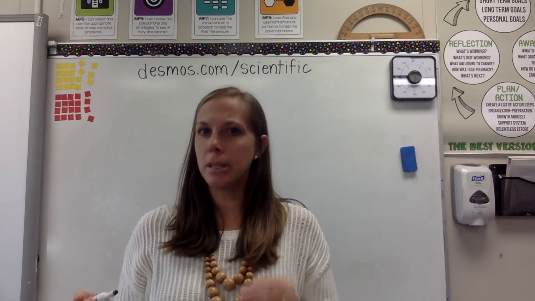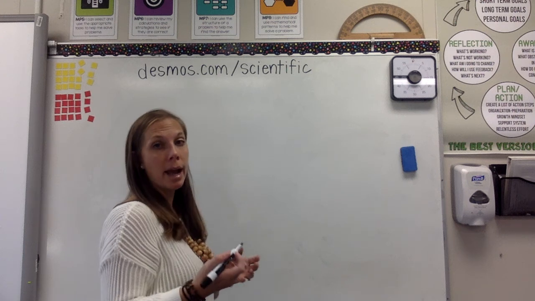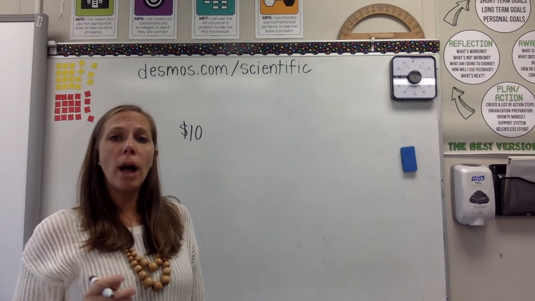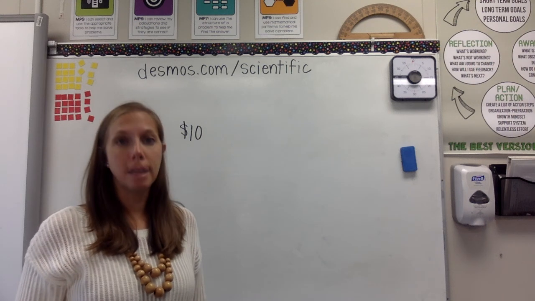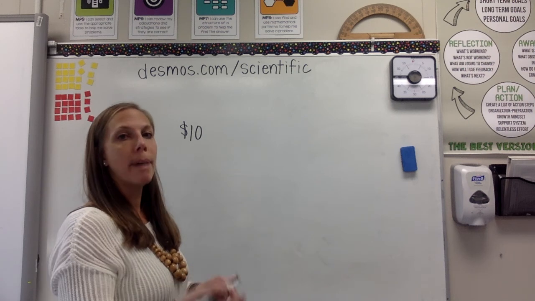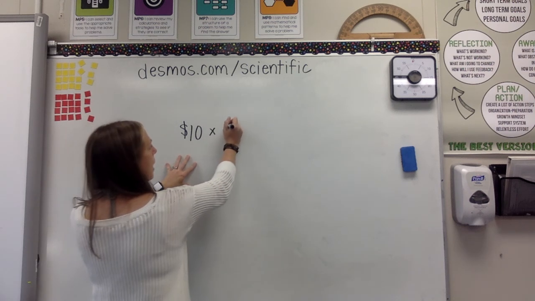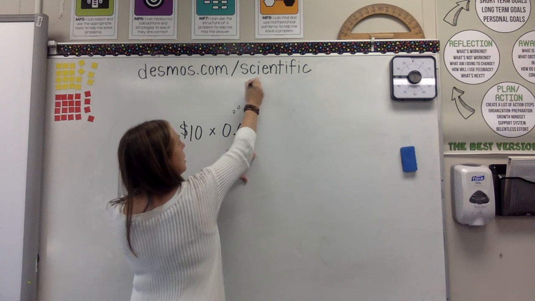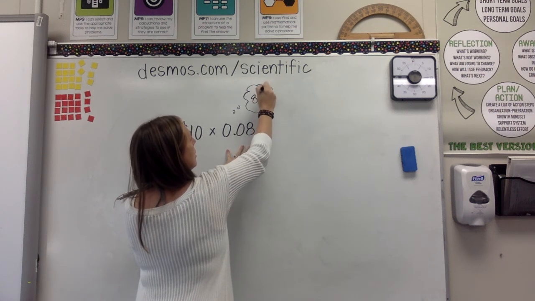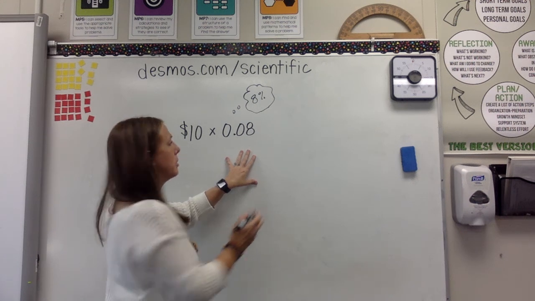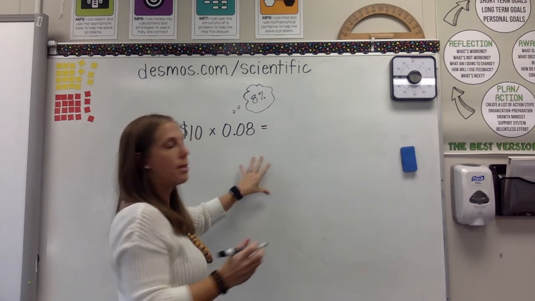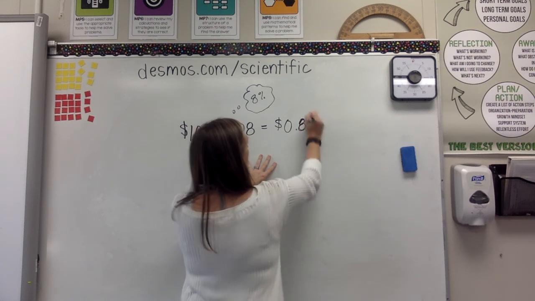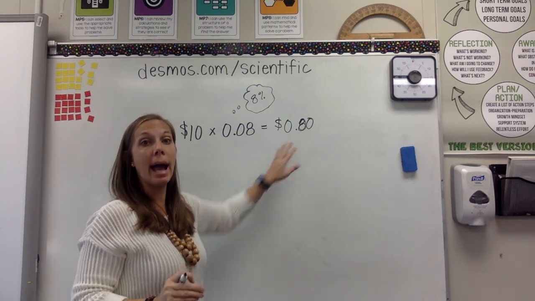So for the first one, this is kind of a review, but if I have an item I want to buy and it costs $10, and I know I'm going to pay 8% in sales tax, I need to find what that amount is. So I'm going to take my $10 and multiply it by 0.08, which, remember, is 8% as a decimal. When I multiply this, my calculator will tell me that I paid 80 cents in tax.